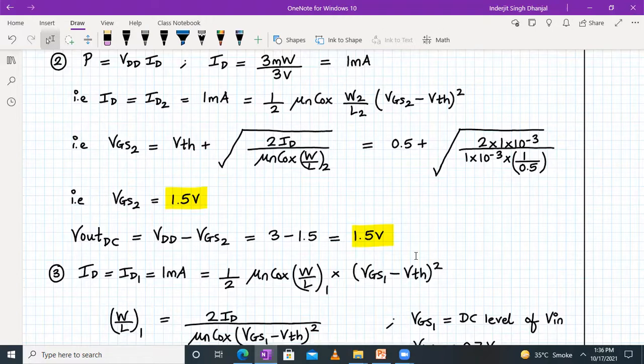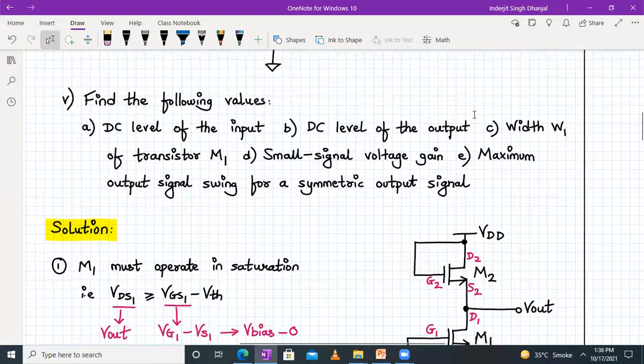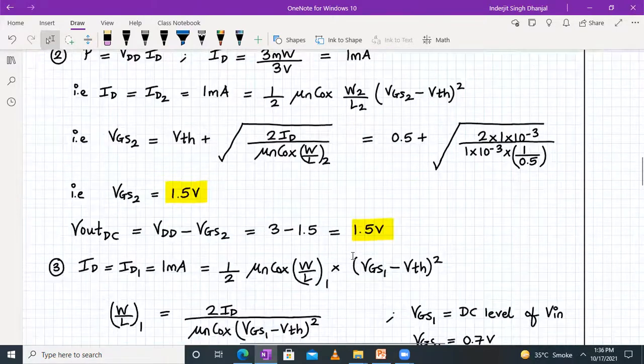Okay, so we have found out the next value, the DC level of the output. The DC level of the input is found out. Next, we have to find out W1, and then we have to find out the small signal voltage gain. So let's proceed ahead in this.